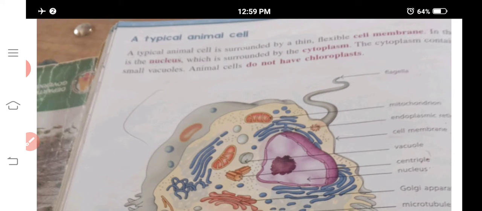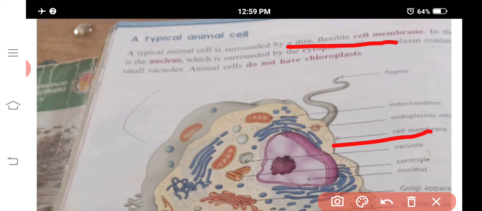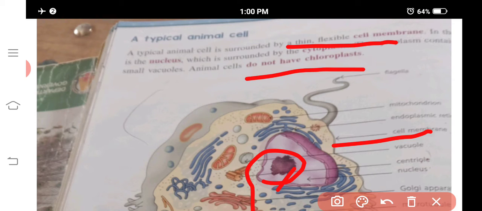A typical animal cell is surrounded by a thin and flexible cell membrane only. This is the cell membrane. The nucleus is present in the center, surrounded by the cytoplasm. The cytoplasm contains many small vacuoles. It has mitochondria, ribosomes, lysosomes, everything similar, but does not have chloroplast. Instead of this, the centriole is present.